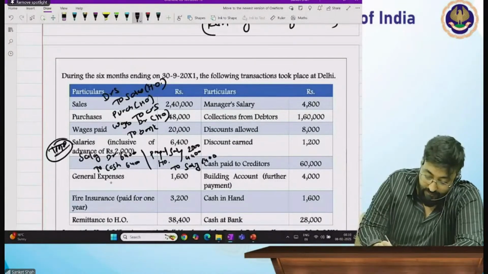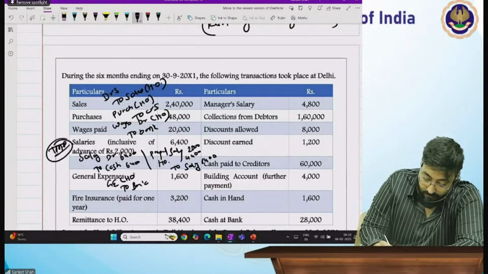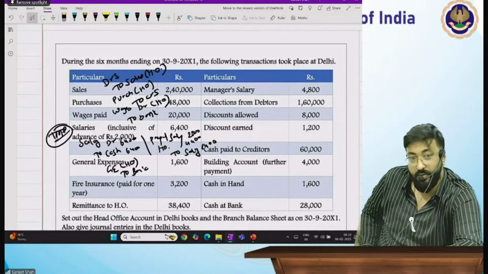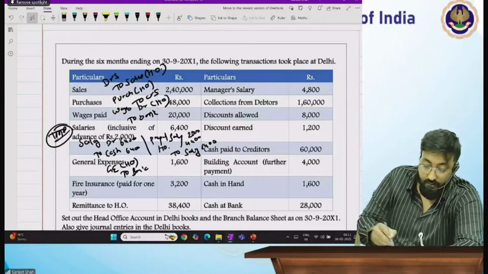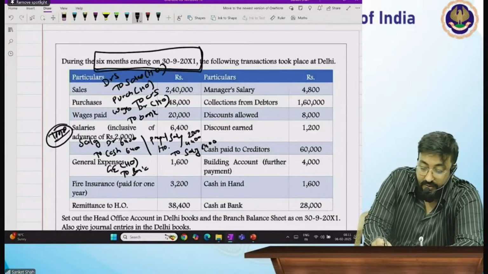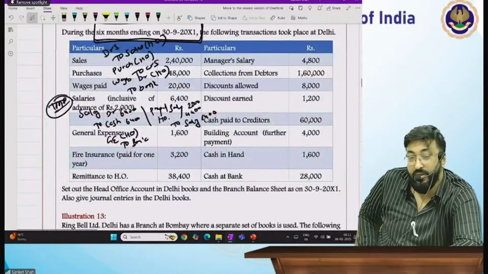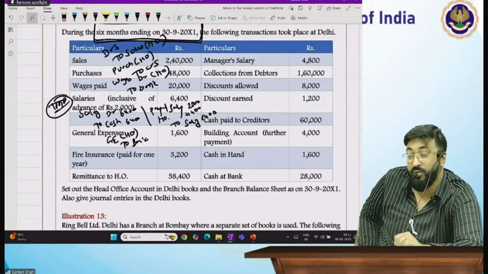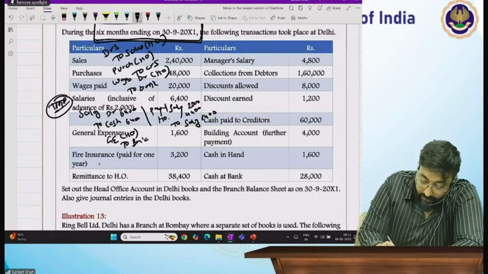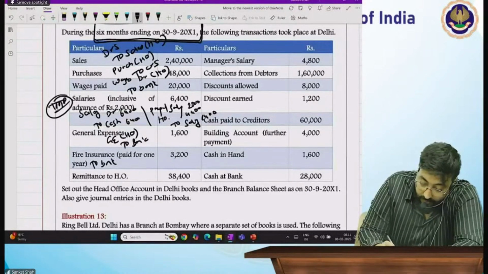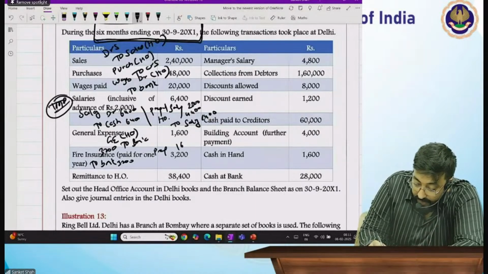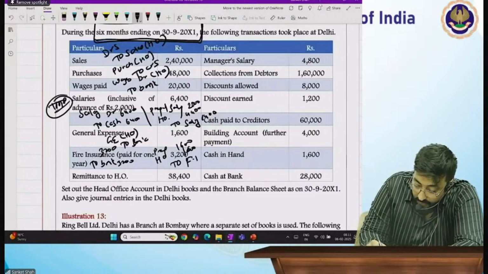General expenses to bank. So general expenses to head office and bank to branch. Fire insurance: you can see here this is for 6 months, and fire insurance is for 1 year. So 3,200 is for 1 year, so advance, no? Same entry. Fire insurance to bank 3,200, and then prepaid 1,600. Of 3,200, HO you will transfer 1,600 to fire insurance.